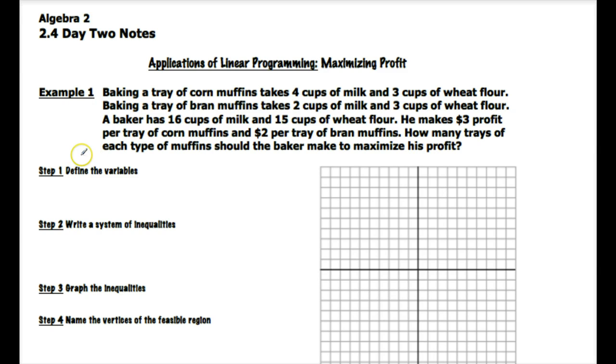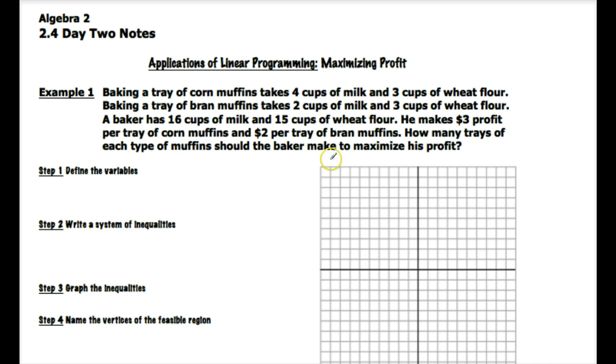So in this scenario, we're a baker, and we're going to be baking two different types of things, corn muffins and bran muffins. This problem describes what ingredients it takes to make a tray of corn muffins. It takes 4 cups of milk and 3 cups of wheat flour to make one tray of corn muffins, and for your bran muffins, 2 cups of milk and 3 cups of wheat flour. We also know that in our pantry we only have 16 cups of milk and 15 cups of wheat flour to use. The last thing it tells us is that if we're selling these muffins, we're going to make $3 profit per tray of corn muffins and $2 profit per tray of bran muffins.